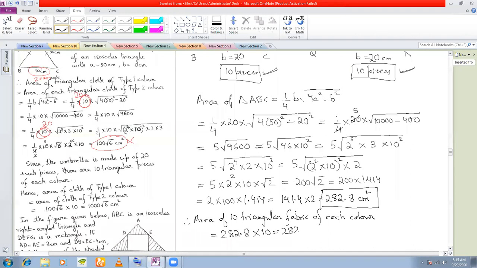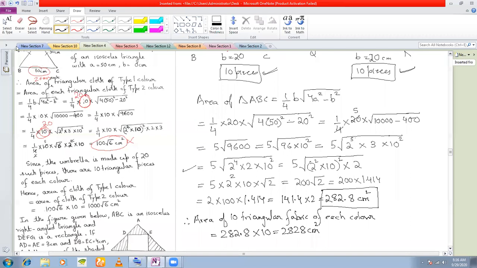Excuse me, sir. Yes. Sir, please can you explain the last three steps again? So the last three steps. Starting from 200 root 2. So the five root. Starting from this step.